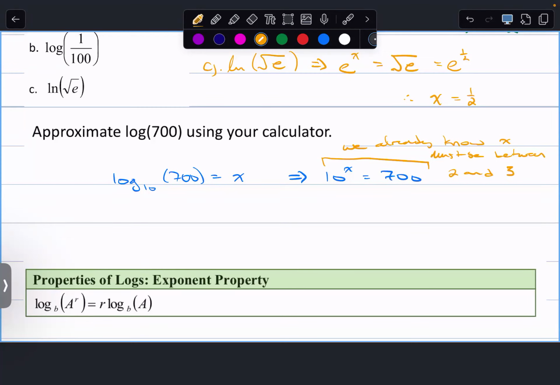I didn't give myself very much room, probably because I just used the calculator. But what we could do is let x be 2.5. I get 10 to the x is roughly 316.22. Bump it up. What about 2.8? 10 to the power of 2.8. Close. 10 to the x is 630.96.